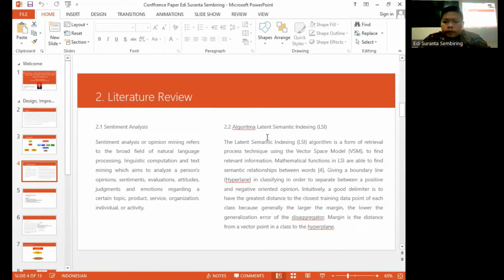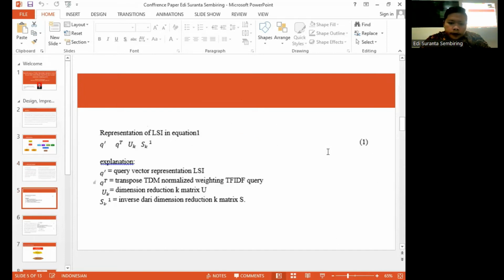2.2 Algorithm Latent Semantic Indexing (LSI). The LSI algorithm is a form of retrieval process technique using the vector space model (VSM) to find relevant information. Mathematical functions in LSI are able to find semantic relationships between words, giving a boundary line, hyperplane, in classifying between a positive and negative oriented opinion. Margin is the distance from a vector point in a class to the hyperplane, and this is the representation of LSI in equation 1.